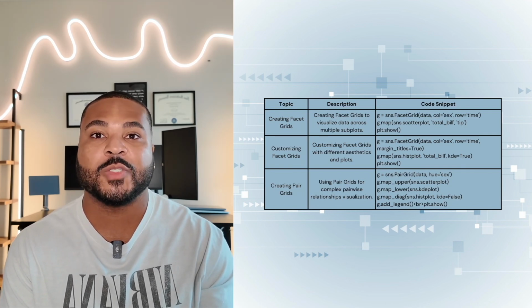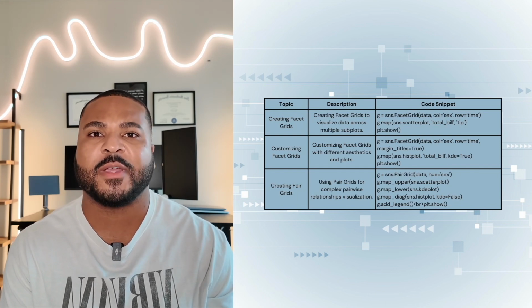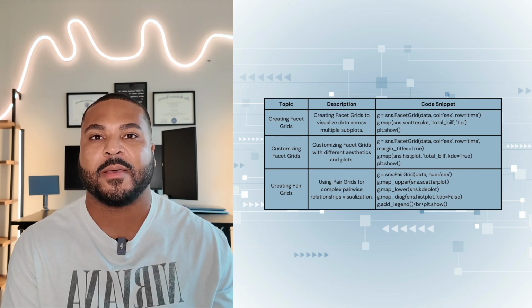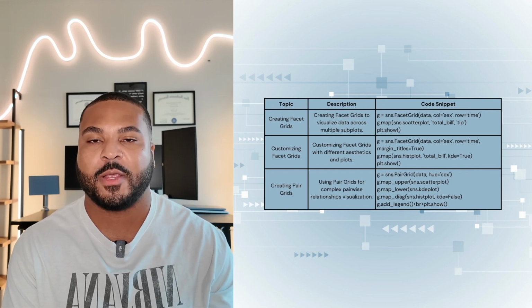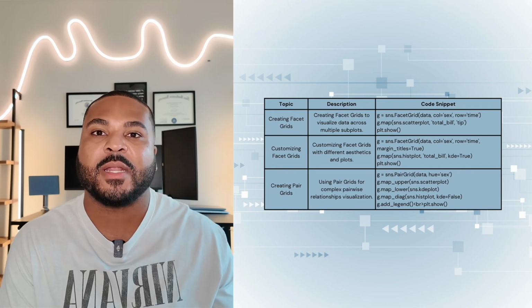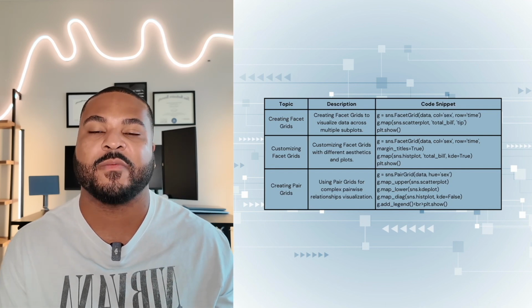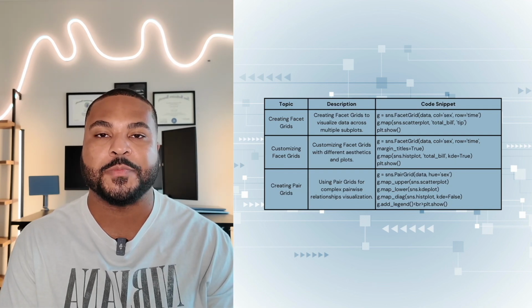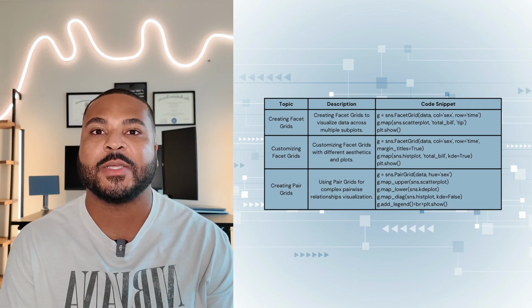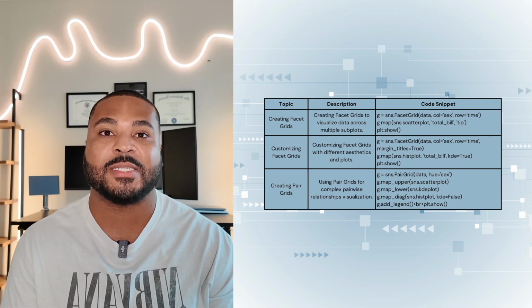Pair grids are useful for visualizing complex pairwise relationships between multiple variables. They allow you to create a matrix of plots showing the relationship between pairs of variables in different ways. So let's create a pair grid to visualize the relationship between several numerical variables colored by gender. In the third code snippet example, we use the pair grid class to create a grid of plots. The hue parameter specifies the variable to color by, gender.